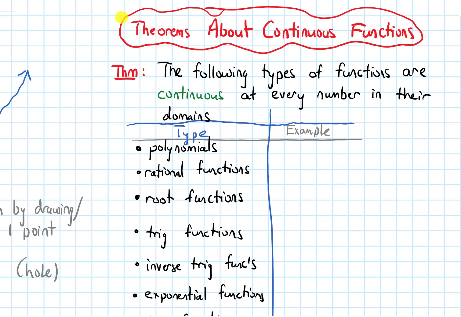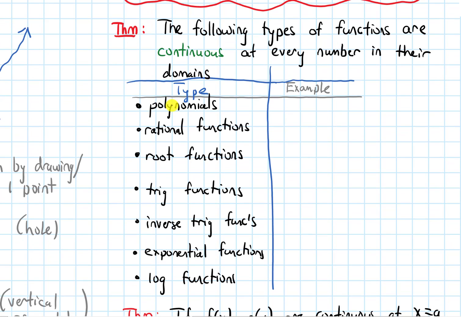In this video, we will state some key theorems about continuous functions. So the first theorem says the following types of functions are continuous at every number in their domains. All right, so polynomials. Let me give an example: something like f of x equals negative 3x to the fifth plus 7x plus 12.